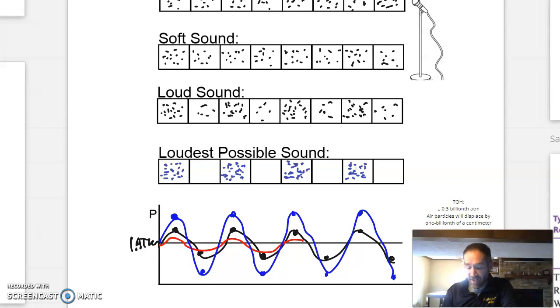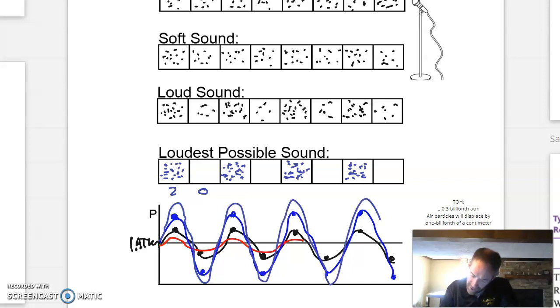Notice something here. There is twice as much air in the same volume as there was when we had no sound. And so that's up to a pressure of 2 atmospheres. And there is nothing in this spot. It's a total vacuum, and that is 0 atmospheres. And so this represents the loudest possible sound in air because this is the biggest difference between high pressure and low pressure that you could possibly get. And so this sound is going to go all the way up here and all the way down to the axis because that's where 0 pressure is. And so here is our loudest possible sound.